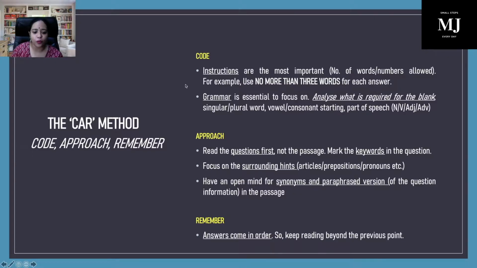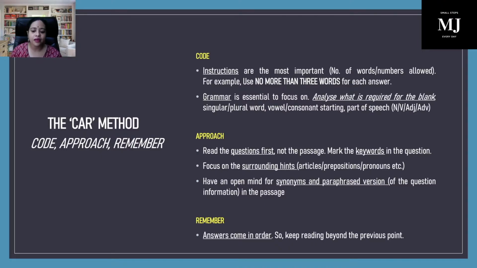After following this code, let's come down to approach. How would you approach these questions? First thing first, we will never focus on the passage first. We will look at the questions first. We will read them carefully. And while we read the questions, we are going to mark our keywords, because these are the keywords that we are going to locate in the passage.